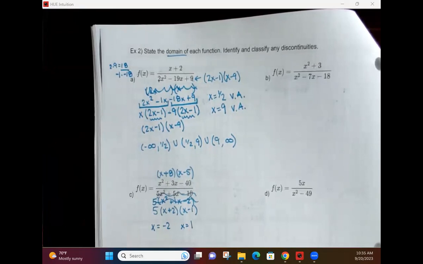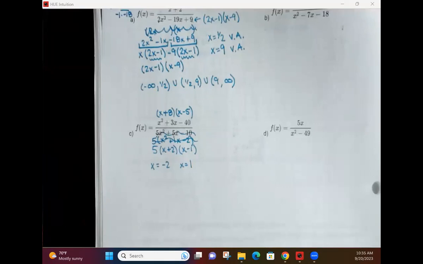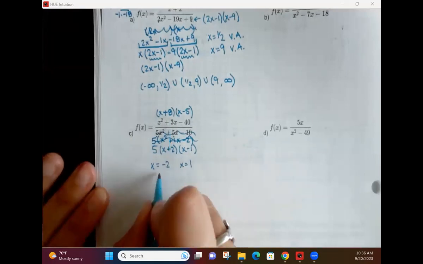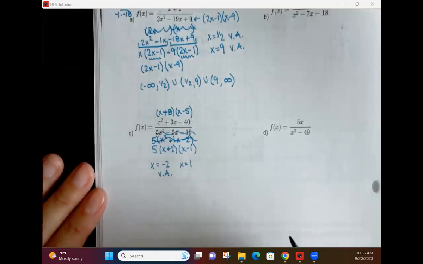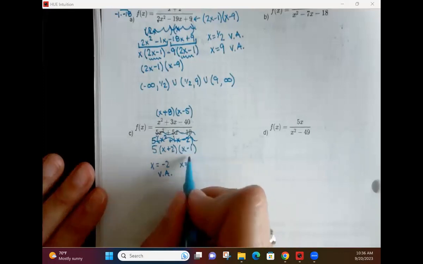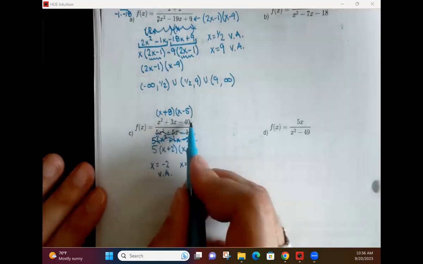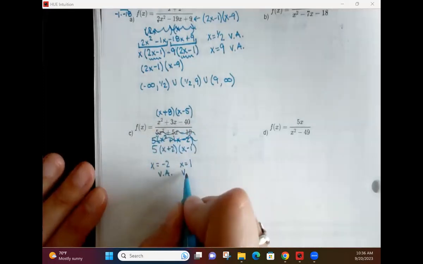Classify them for me. Negative 2 is an asymptote. I cannot reduce that factor, so it's a vertical asymptote. How about positive 1, asymptote or hole? Can I reduce this factor with anything on the top? No. So that means it's an asymptote.